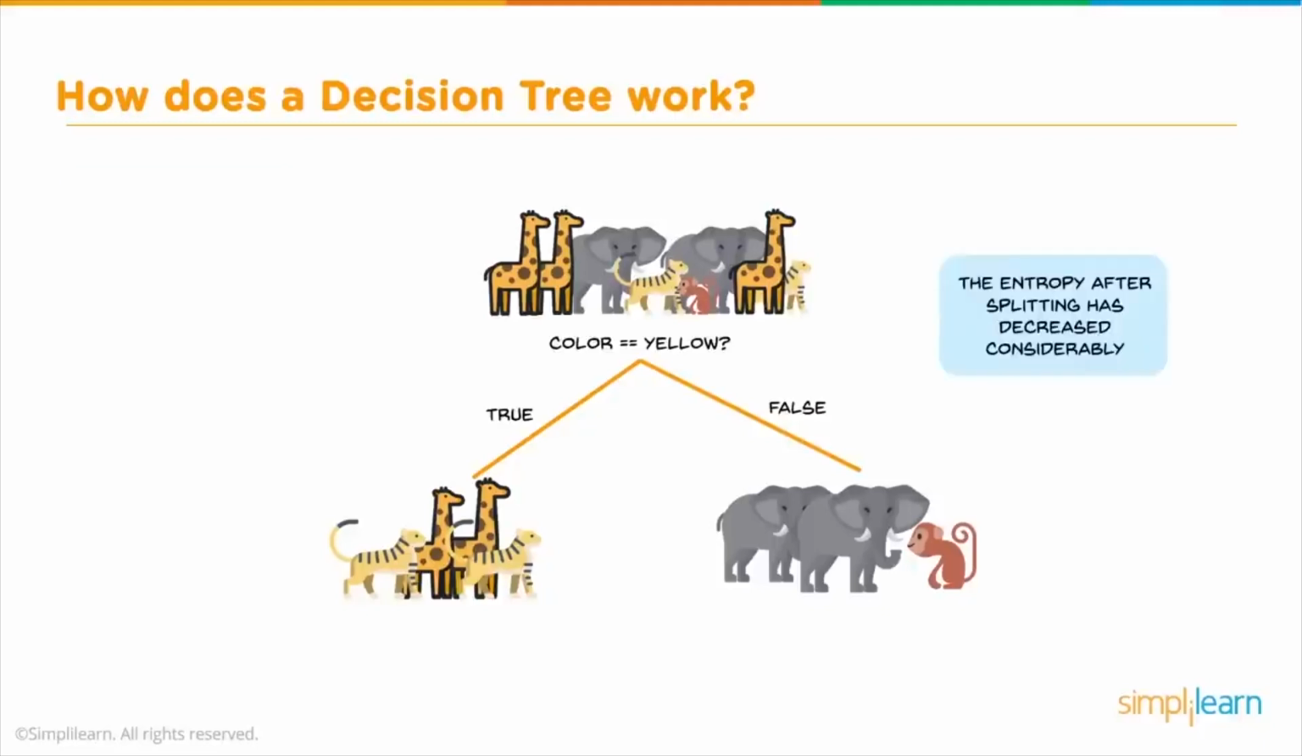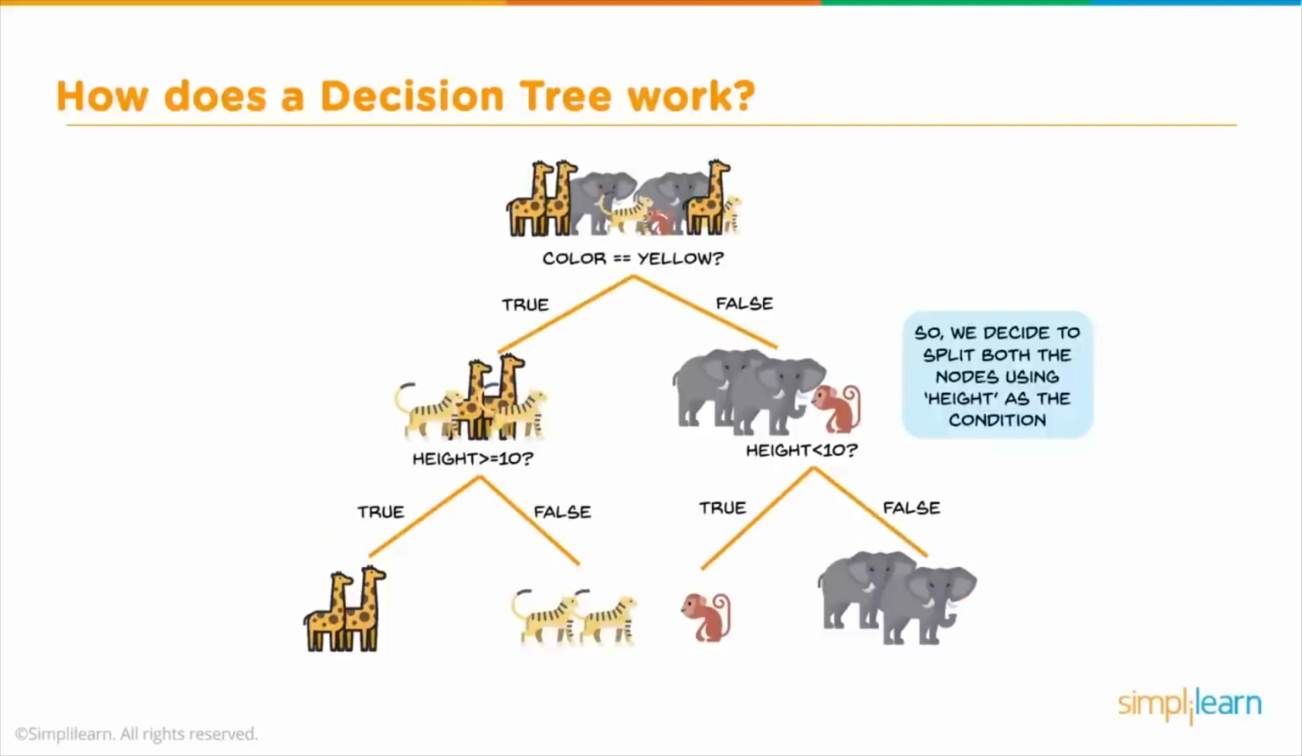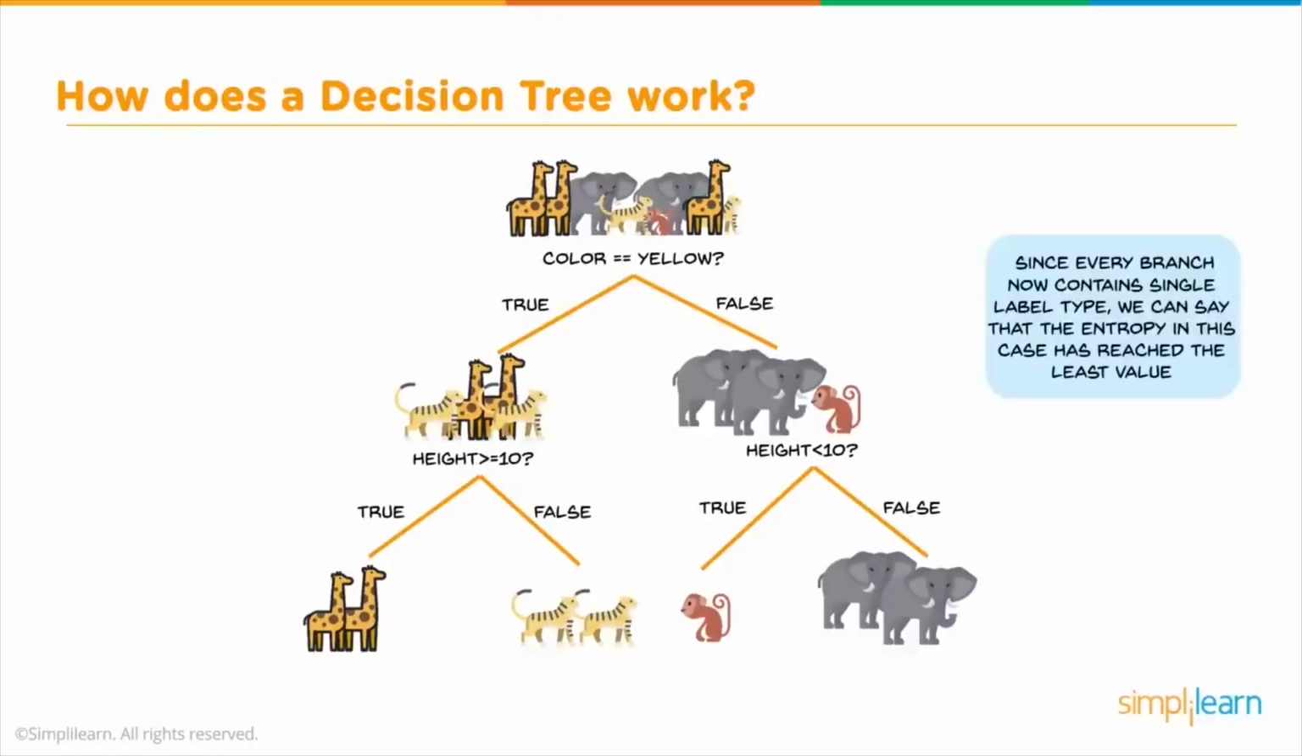The entropy after the splitting has decreased considerably. However, we still need some splitting at both the branches to attain an entropy value equal to 0. So we decide to split both the nodes using height as a condition. Since every branch now contains a single label type, we can say that entropy in this case has reached the least value.